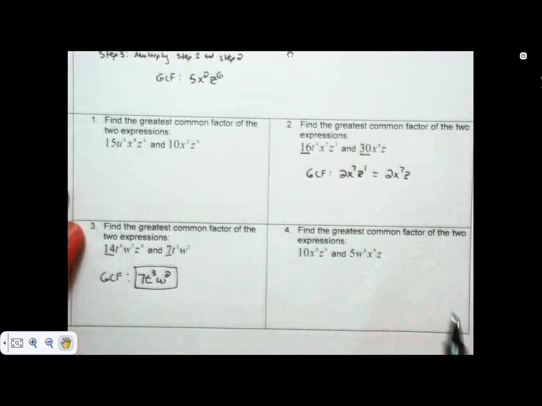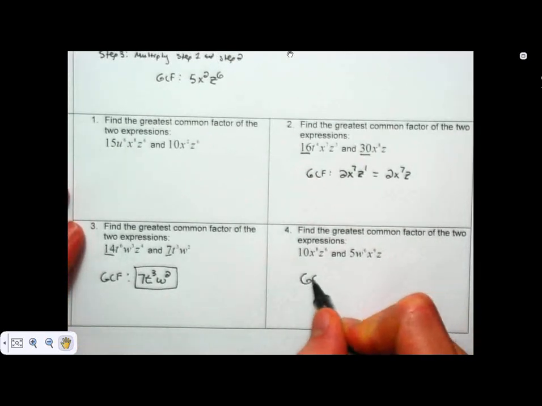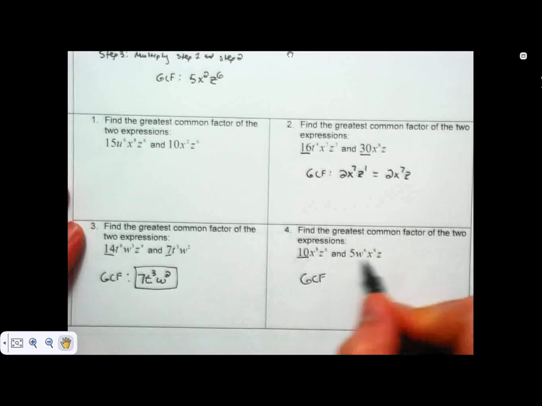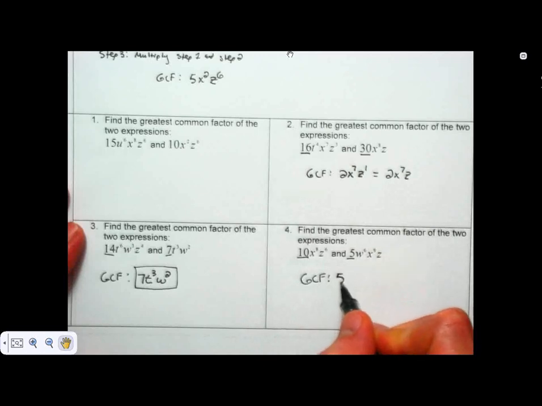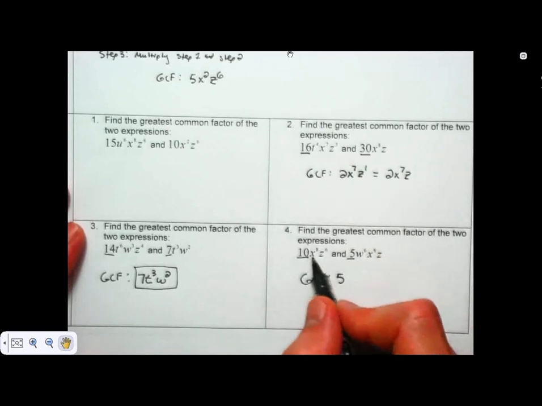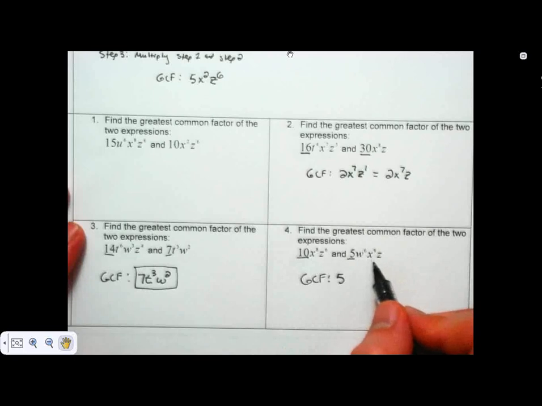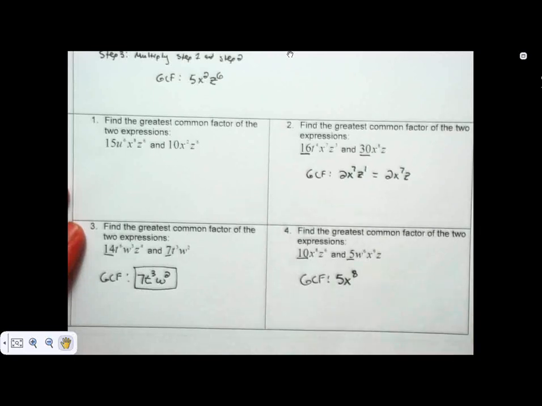And then for number 4, well, if we go through the same reasoning, first step is to look at the coefficients. The largest number that goes evenly into both 10 and 5 is 5. And then if I look at the x's, we've got x to the 8th and x to the 9th. That means I take the smaller one, which is x to the 8th. If I look at the z's, we've got z to the 6th and z to the 1st. So again, I take the smaller, which is z to the 1st.